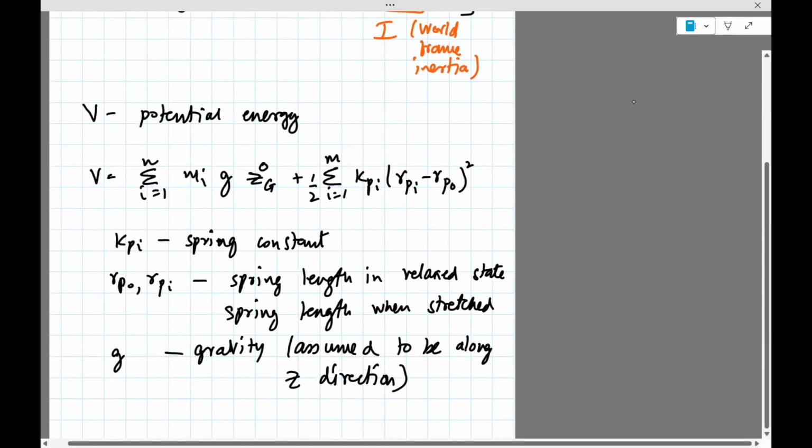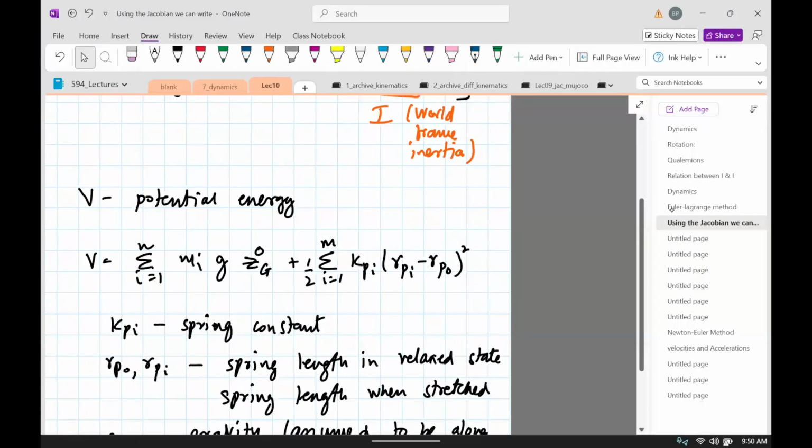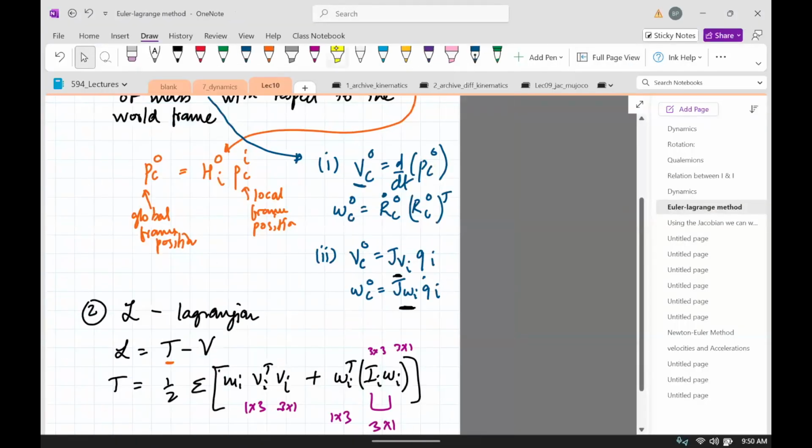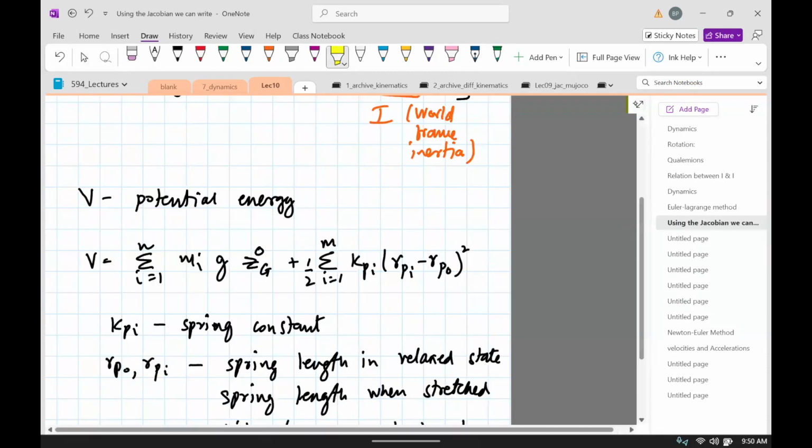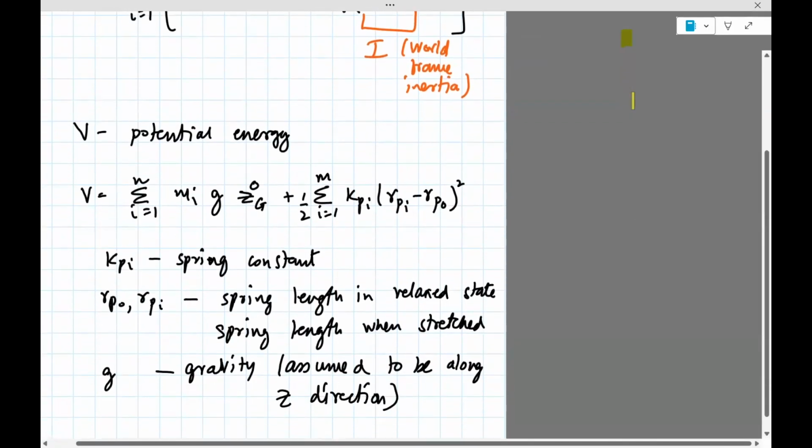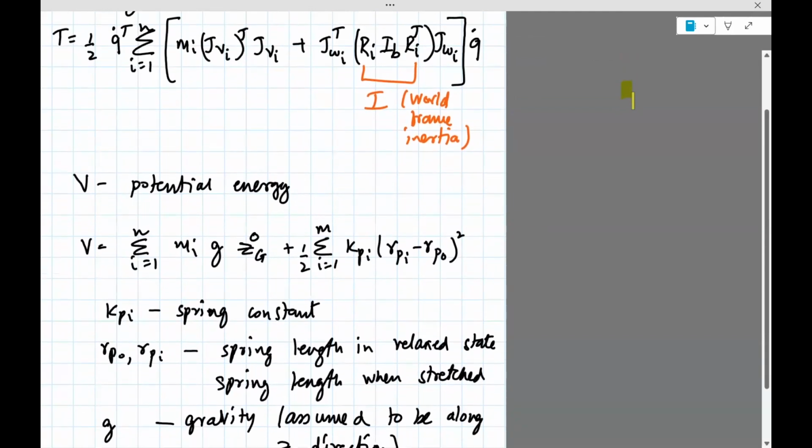Okay, so what we've achieved here is we've defined the Lagrangian, which is L, that's the key. It's T minus V. T is kinetic energy, V is potential energy. And so now from these two, we'll get the equations of motion.